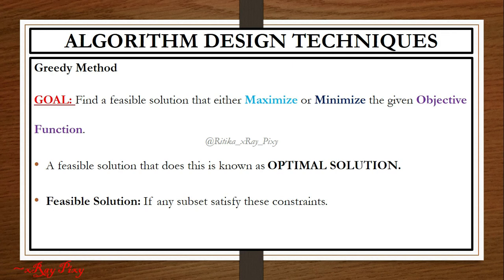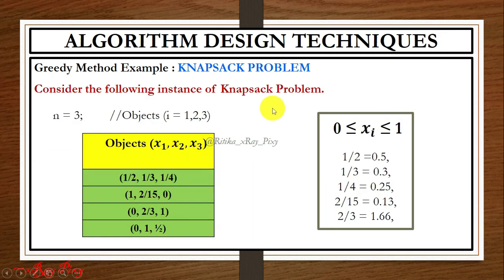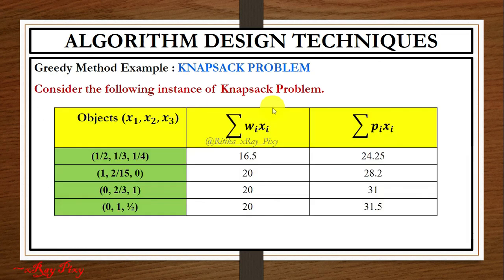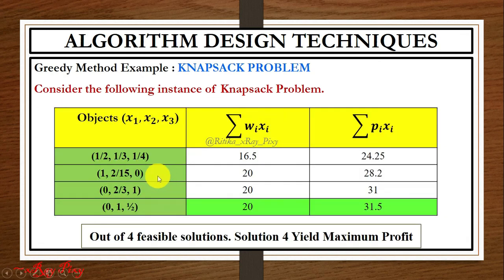Optimal solution means a feasible solution that either maximizes or minimizes the objective function, and in this problem we want to gain maximum profit. So this solution, as you can see here, out of 4 feasible solutions, this feasible solution gains maximum profit. So it is considered as the optimal solution.